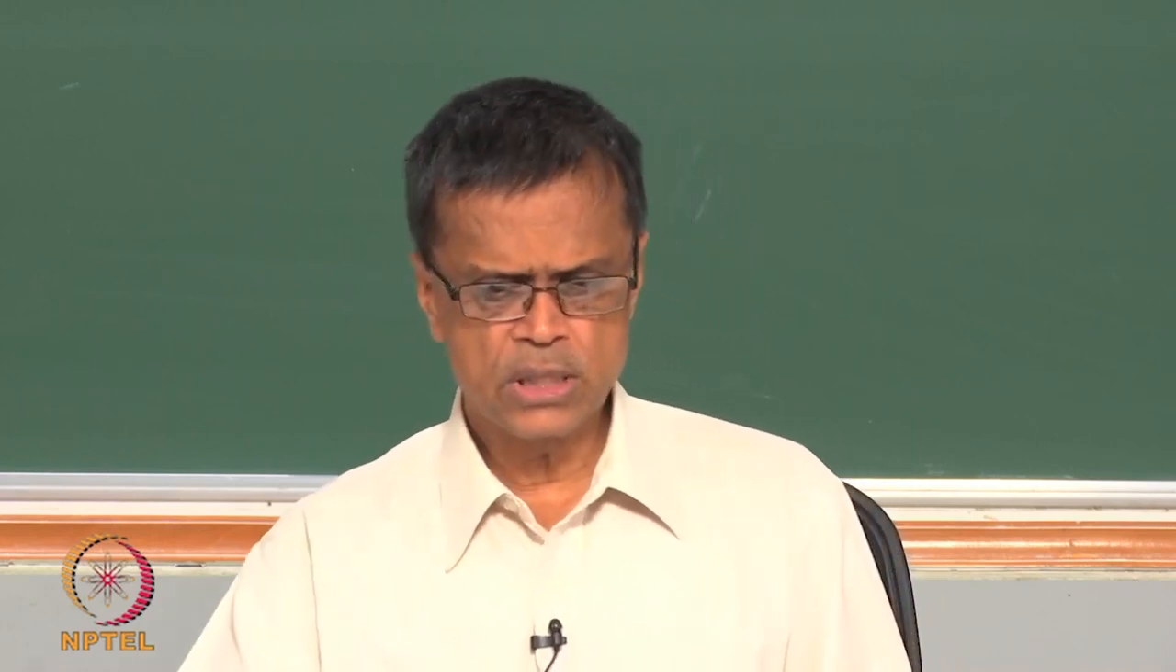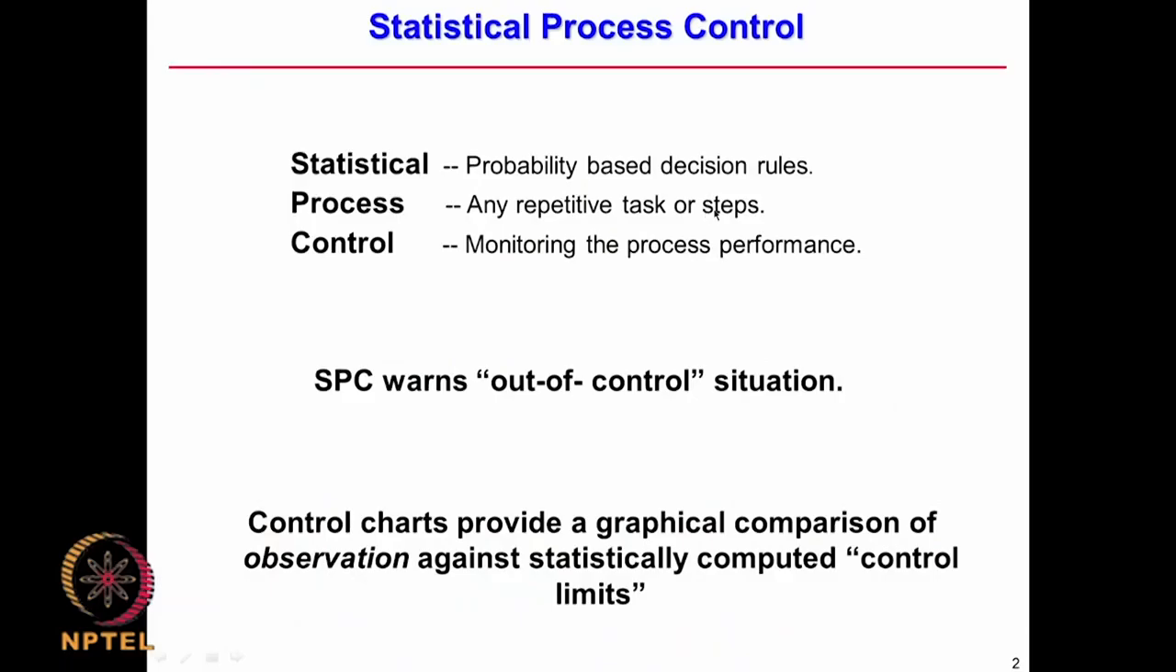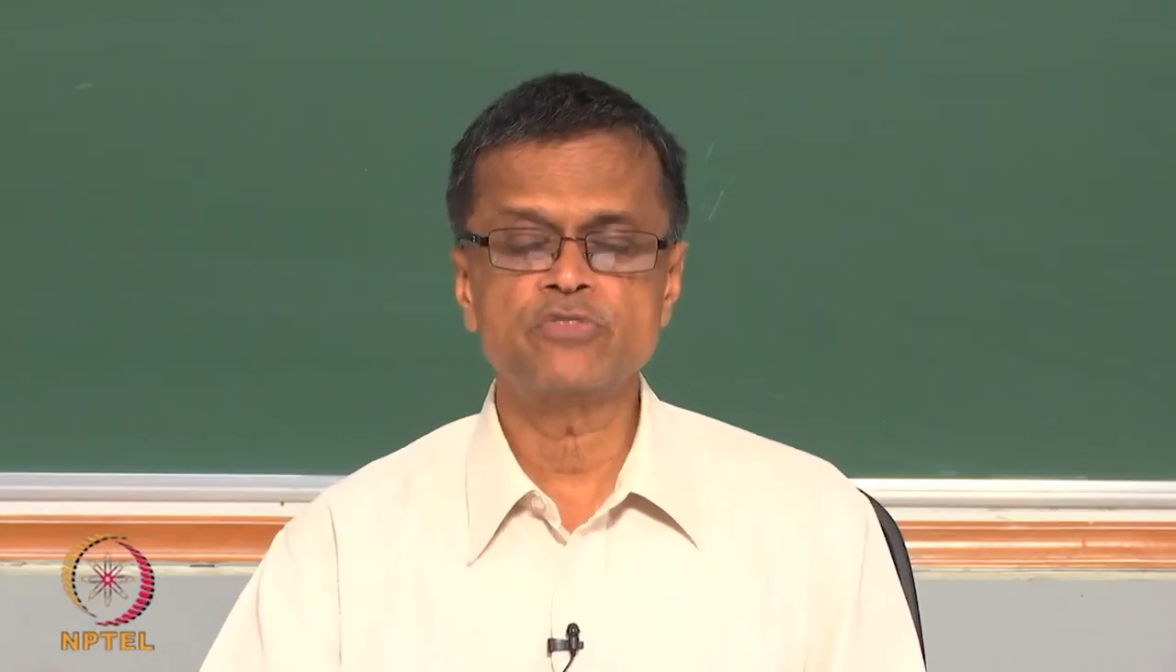So this statistical process control is a probability based decision rule. You are looking at the process, that means any repetitive task. You are manufacturing a metabolite day in and day out, you are manufacturing an antibiotic every day for years and years, you are manufacturing a diaphragm valve every day, you are manufacturing thousands of bolts every day for years together. That's a repetitive task. So you want to manufacture within your control limits, specification limits. You understand? If I am saying that the diaphragm valves I manufacture will last for 400,000 cycles, that means it should last for 400,000 cycles.